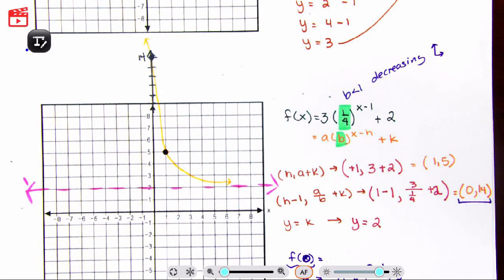All right, beautiful people, this is part 1. Part 2 of this video is going to be using these reference points to write an equation for the exponential function.